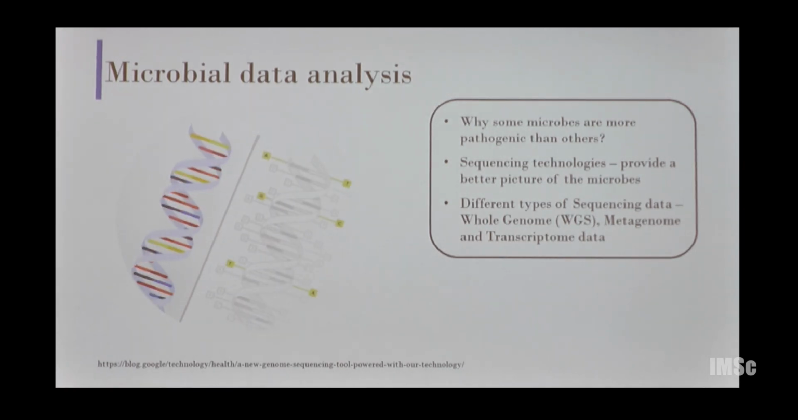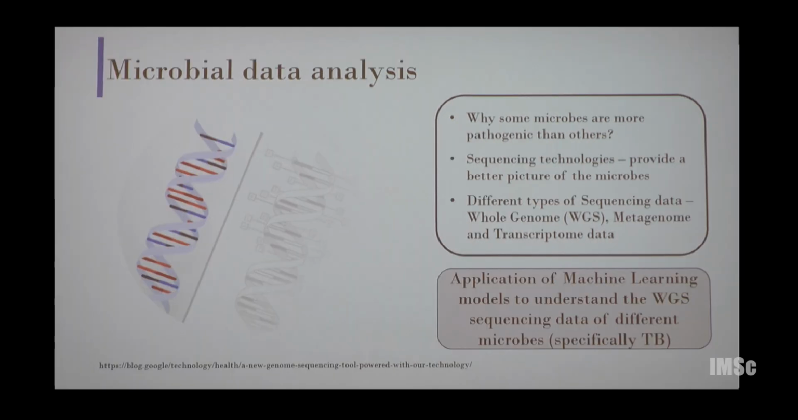The latest sequencing technologies provide a way to look into the genetic composition of microbes at a very high resolution. In recent times, we have different types of sequencing data, such as whole genome sequencing data that reveal the genetic composition of a particular microbe, metagenomic sequencing data, which has the genetic data of several microbes present in a particular environment, and transcriptomic data. In our work, we are mainly interested in analyzing the whole genome sequencing data of different microbes, specifically TB.